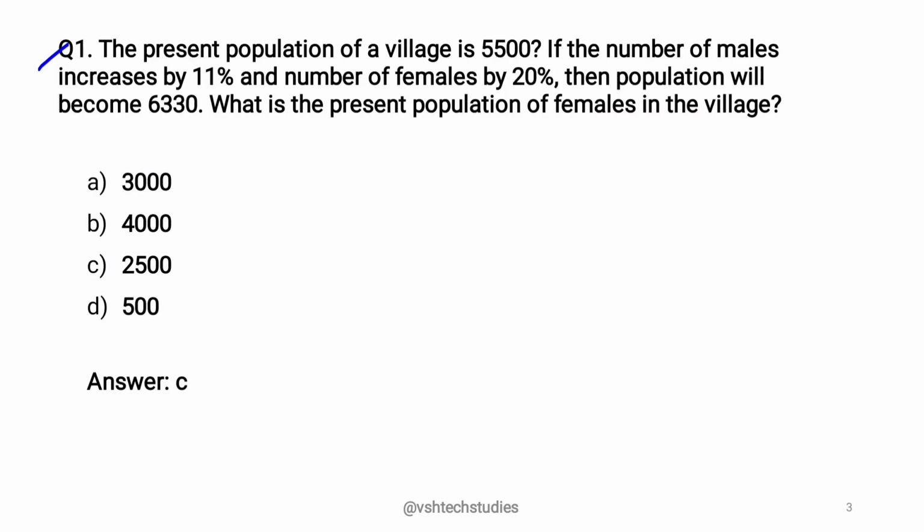Now we'll come back to the first problem. Here the present population of the village is 5500. So this is the original value. This is the present population.